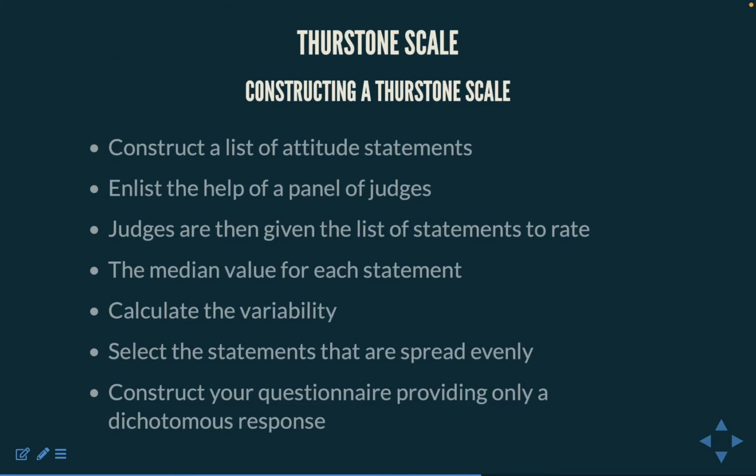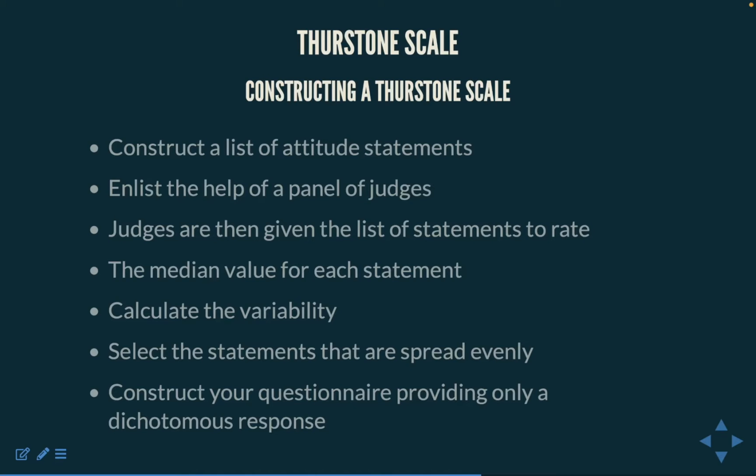The Thurstone scale and constructing it. Construct a list of attitude statements relating to your research question. This is done, as with everything else, using your literature review and your research objectives. You will need around 80 to 100 statements in your initial pool. Along with the help of a panel of judges, usually 50 to 100, this is the most difficult step to complete and is usually the reason so few researchers apply this scale. These judges should be experts in the field and of the attitudes being investigated.